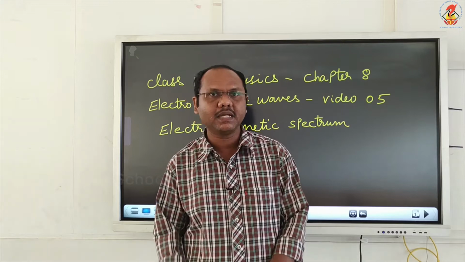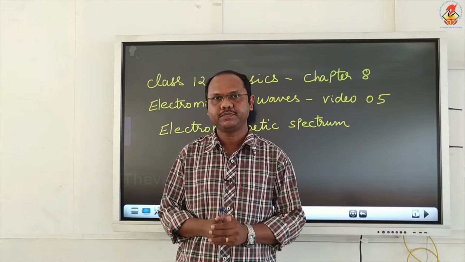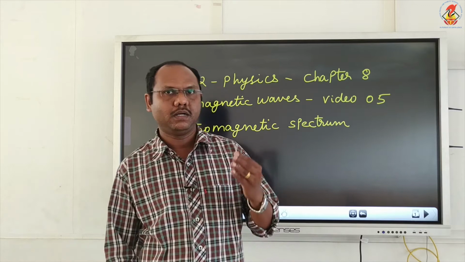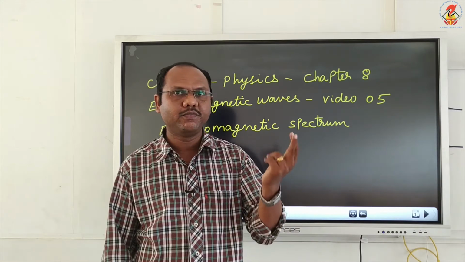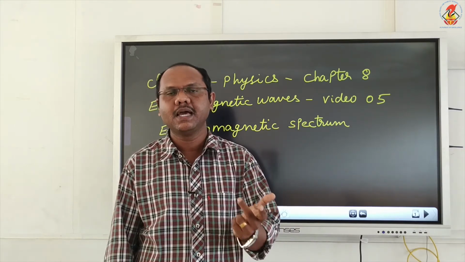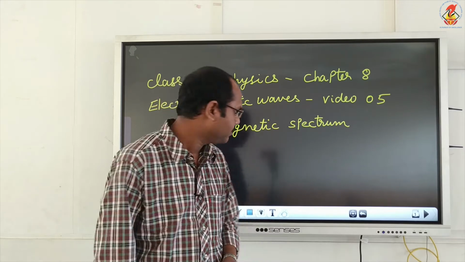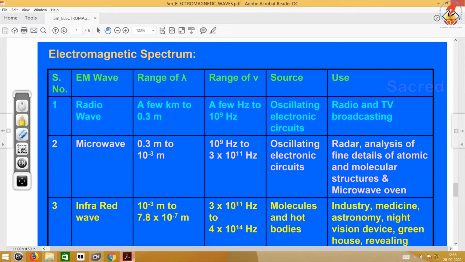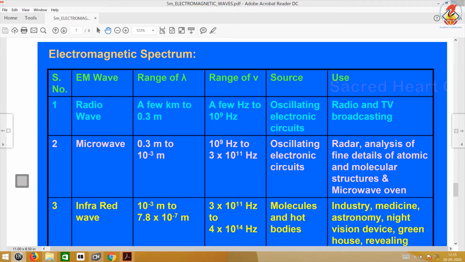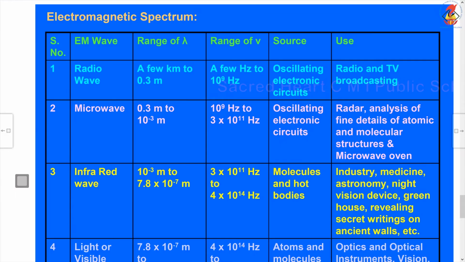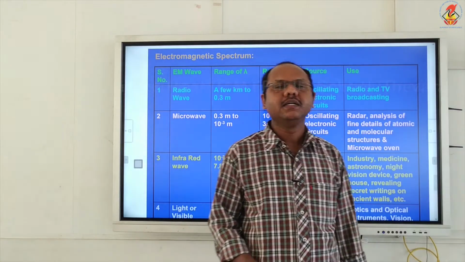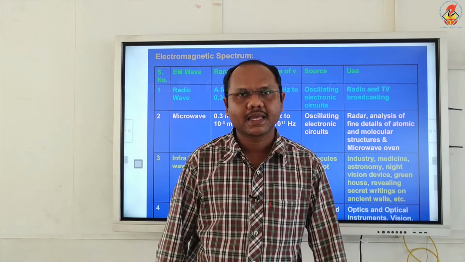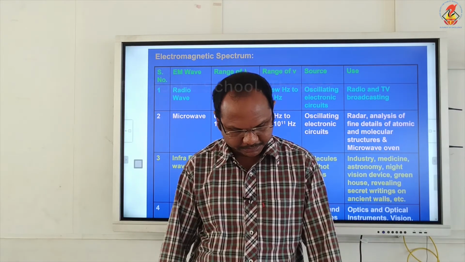In this chapter, this is the most important topic. So, you have to study the production, the wavelength, the frequency and also its uses. I have made this in a tabular form so that you can understand it easily. Electromagnetic spectrum. So, what is meant by electromagnetic spectrum?